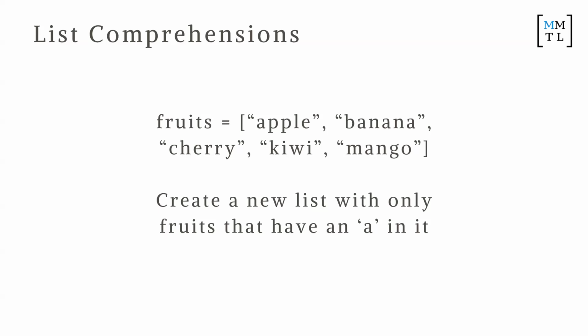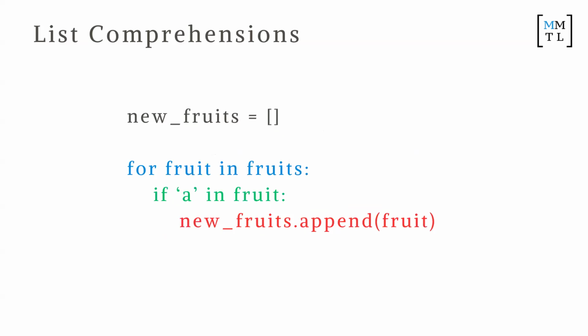Alright, cool. So let's go through an example, or let's go through what this looks like. This is all the code you need. It's just a couple of lines. Because we're creating a new list, we want to create a new list, new fruits equals empty list. And then for fruit in fruits. In this case, I just use the word fruit in fruits, instead of LM, right? If A is in fruit, then we append that fruit to new fruits.